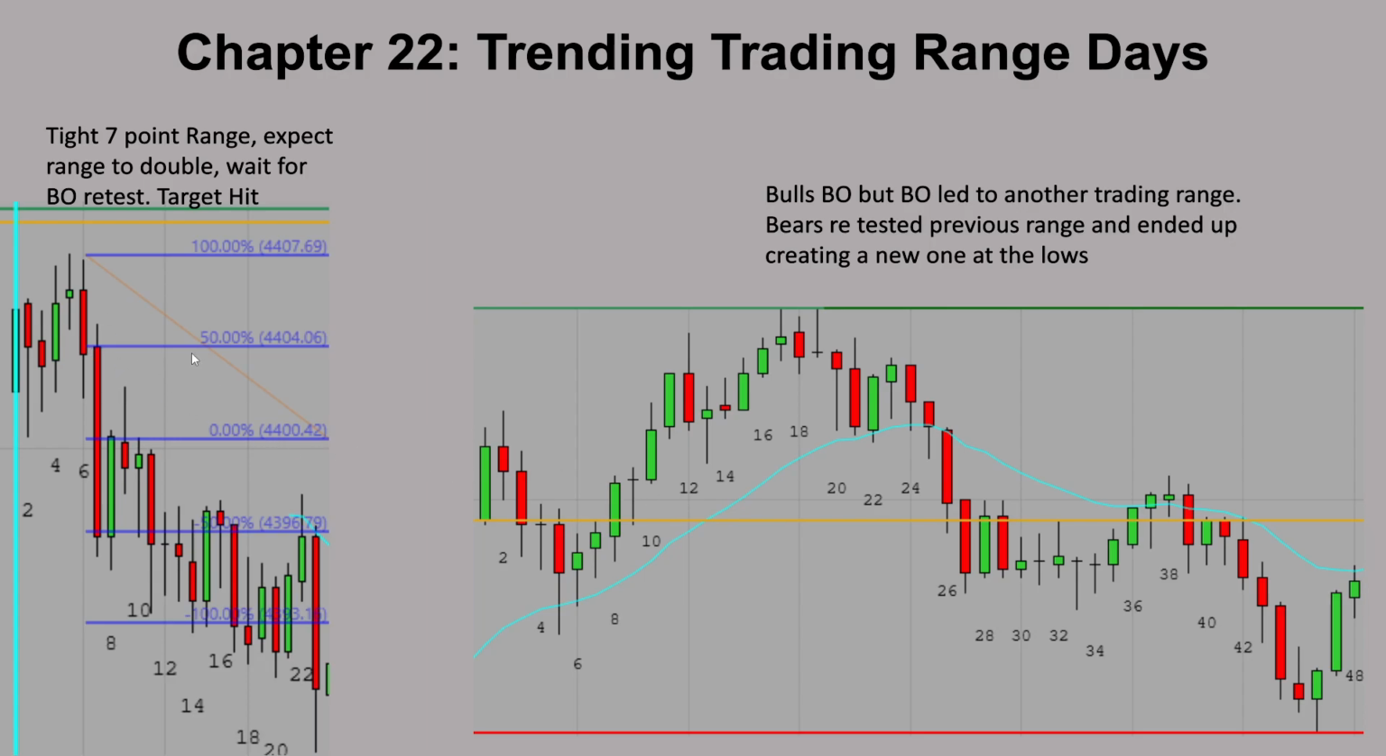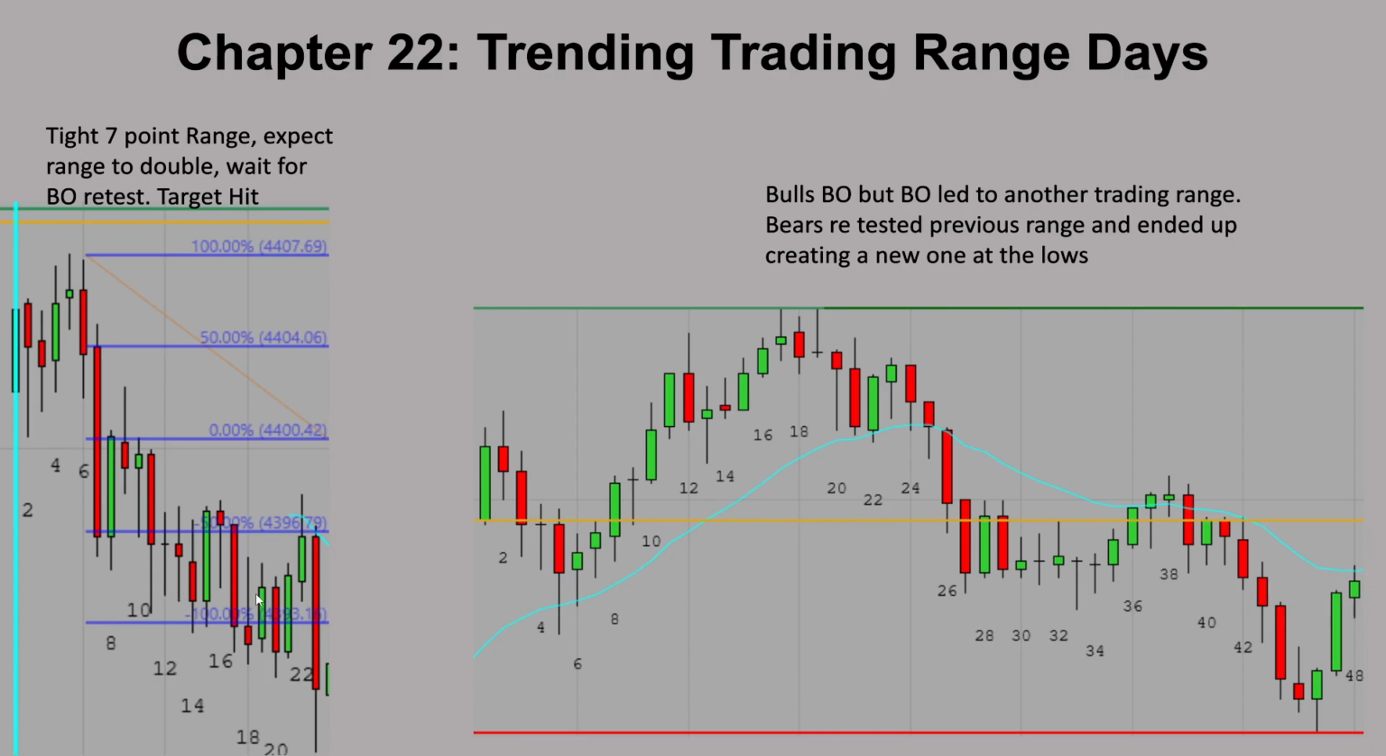So in this example on the left, you have a 7-point range in the ES open, and you can reasonably expect it to double. And the range that I'm using is the first 30 minutes. So these are 5-minute candles. Take the low of the first 30 minutes and the high of the first 30 minutes. To me, that's the range. And then you have a breakout bar, 7, and a pullback bar, and it's actually a spike, pullback, and channel, funny enough, but it turns into a trending trading range day, and you get your measured move as well. Because the range doubles, you expect it to double, and there you go.